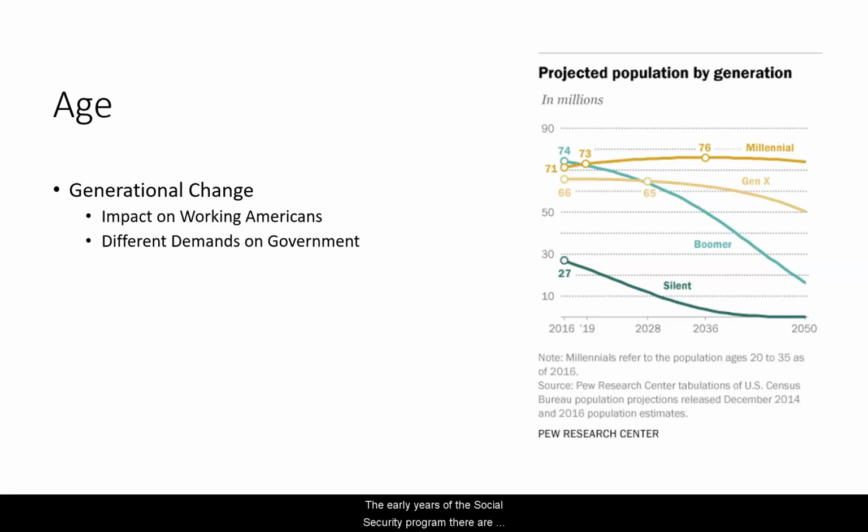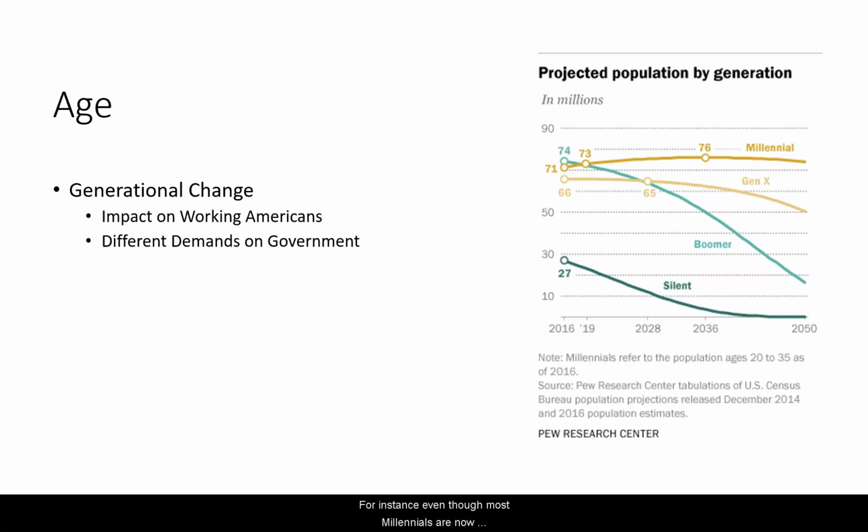In the early years of the Social Security program, there were about 40 workers per retiree receiving Social Security benefits. Now that number is down to 3 workers per retiree. That has some pretty big ramifications for how Social Security is structured. As generations pass from one to the next, the needs that each generation has from government change. It is projected that sometime next year, millennials will surpass baby boomers as the largest generational cohort in the United States. As millennials start to assert themselves more and more in the political system, their particular concerns are likely to become more prominent on the political agenda.